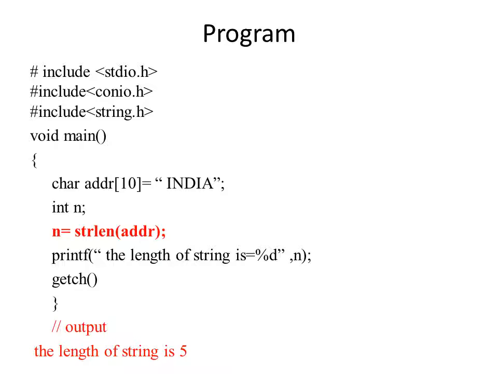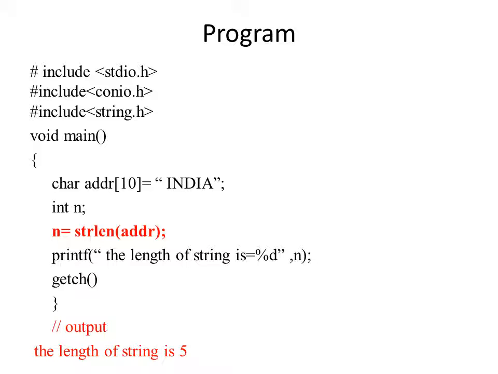I will try to explain the use of this function with the help of one program. At the start we include the header files. As we are using the string function, we include one more header file, string.h. Here I declared a string with the character data type. Its name is ADDR, whose size is 10, and at the time of declaration it is initialized with the content India. Then one integer variable n is declared. Now we write one statement: n is equal to strlen, and the name of the string, ADDR, is given.